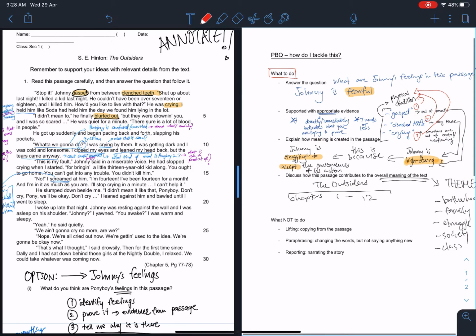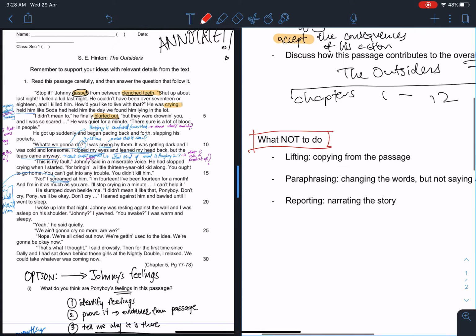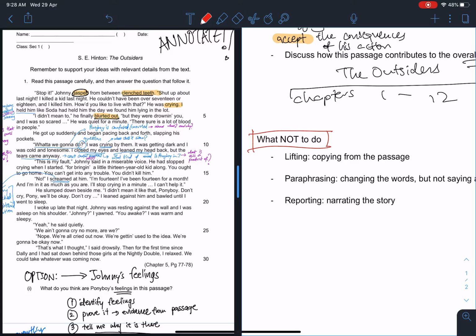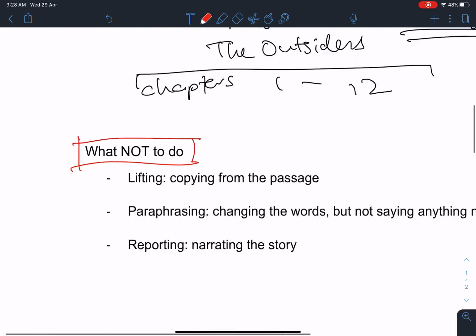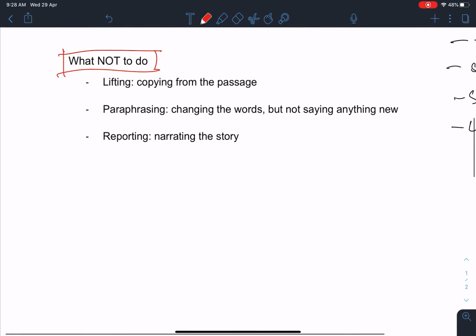Now I would just like to address some things about what not to do. This is very important. Just a note of caution. If you do this after I've said not to do it, you are either not listening or you're just being stubborn. It is difficult, it is new, but you should still avoid all these things. The first thing you want to avoid is lifting. If you are simply copying, it indicates a lack of understanding. Why?